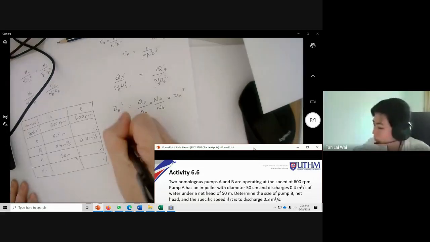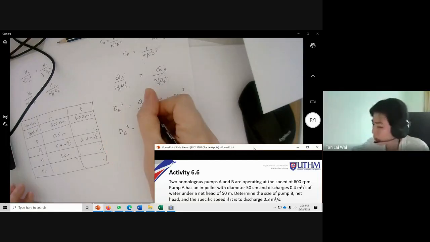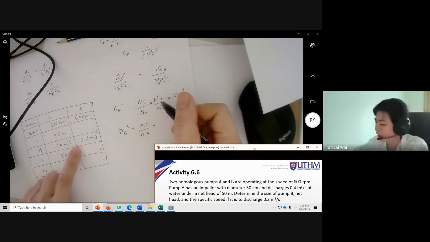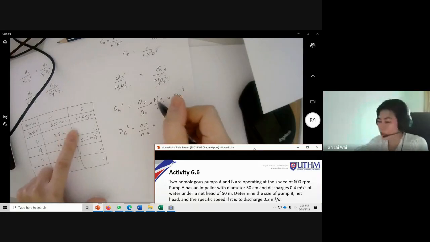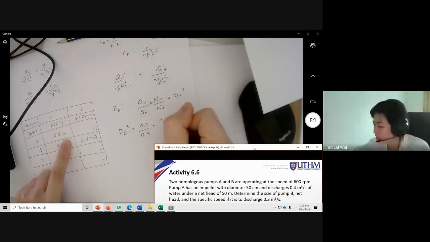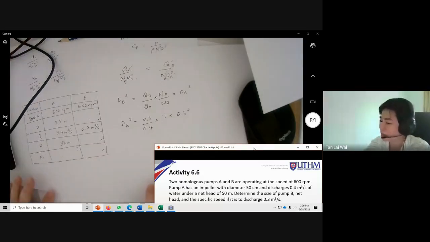So dB cubic power. What is my QB? It is 0.3 over 0.4 times, and I know that this is the same, so you can write 600 over 600, or you can write 1, because they are the same and it will give you 1. So what would be our dA? It is 0.5 cubic power.